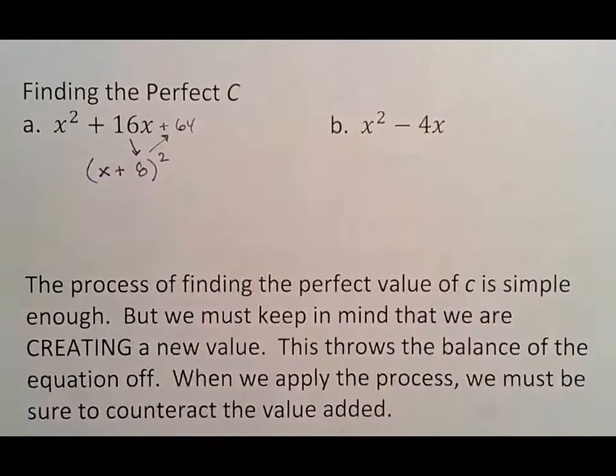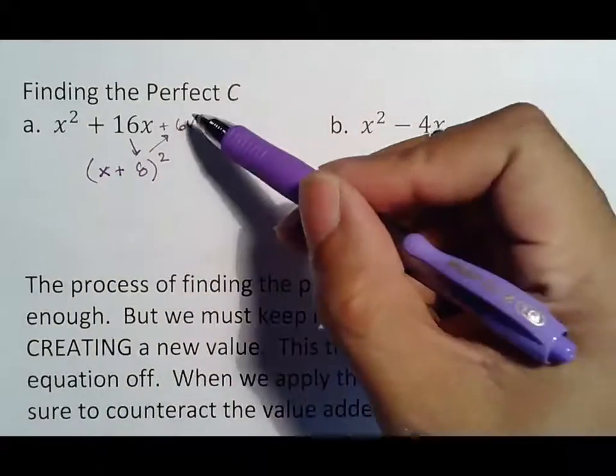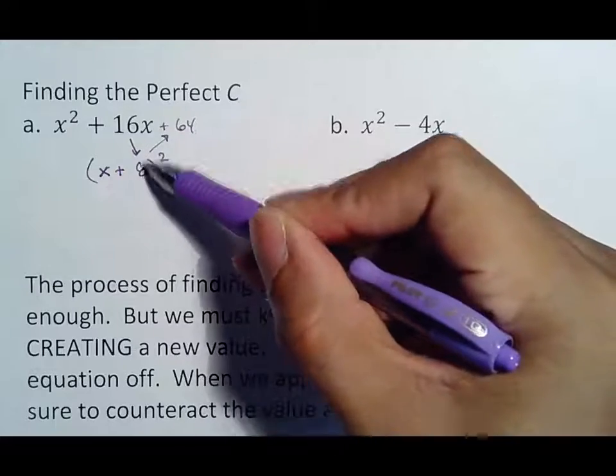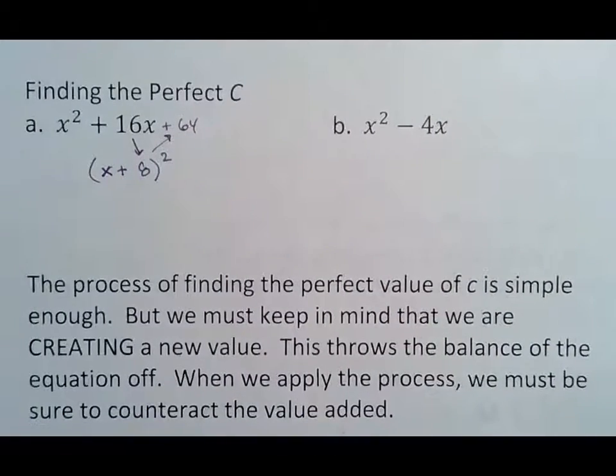So that would be a perfect square, because again, if you're looking for numbers that multiply to be 64, add to be 16, 8 times 8 is 64, 8 plus 8, 16, there you go. But that is it. That's the process. That's all you need to know.